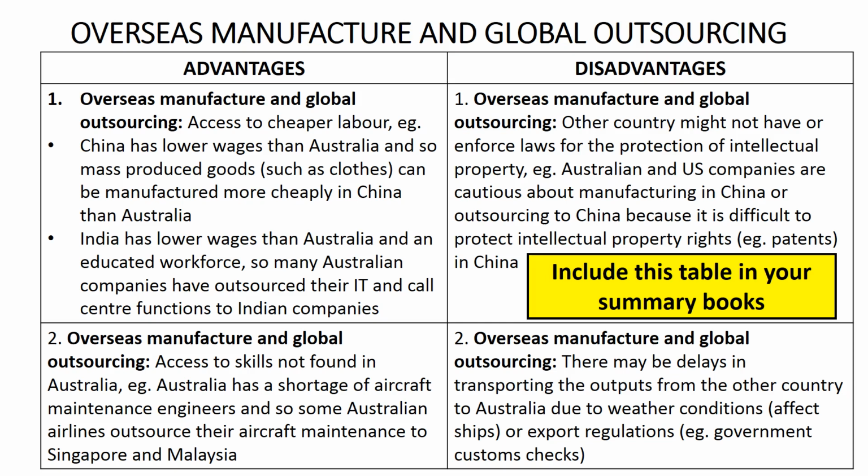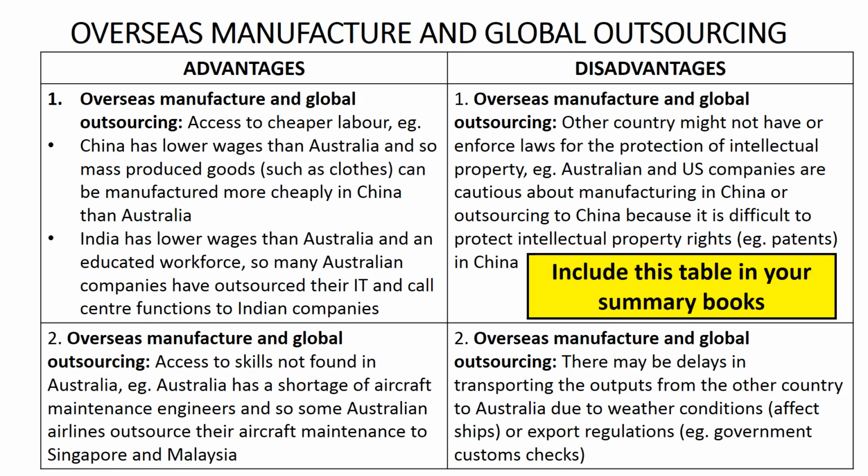The first advantage of overseas manufacture and global outsourcing is that it may be cheaper to manufacture outputs overseas than in Australia. For example, China has lower wages than Australia, and so mass-produced goods, such as clothes, can be manufactured more cheaply in China than in Australia. Similarly, India has lower wages than Australia, and it also has an educated workforce. For this reason, many Australian companies have outsourced their IT and call centre functions to Indian companies.